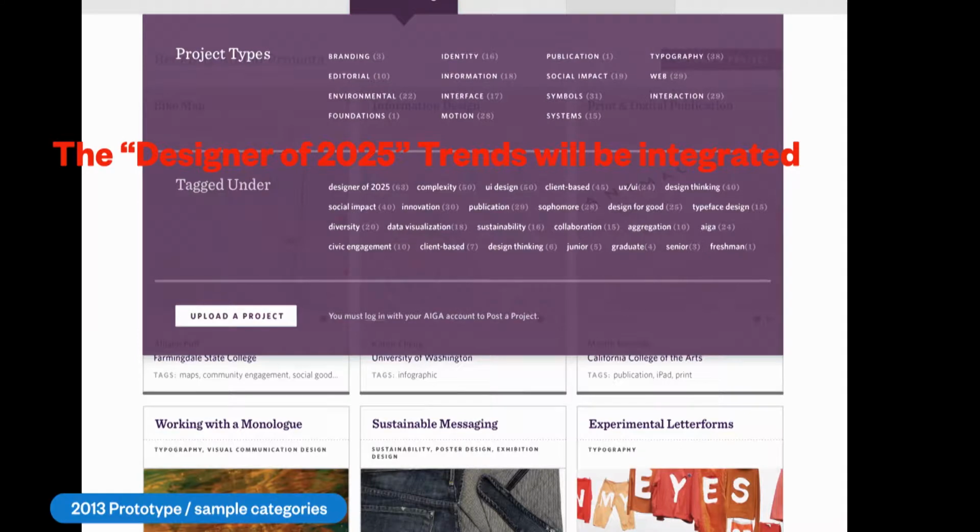Project categories and tags are going to be obviously extremely important now as we start to deal with more complexity. The 2025 trends definitely have to be integrated, and this resource is going to become incredibly important for us as we begin to potentially teach projects or refine class assignments and teach in a different way.